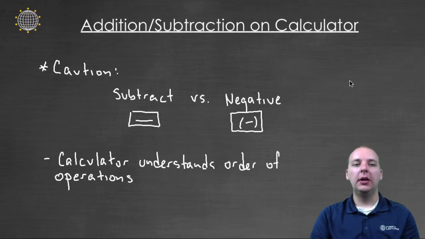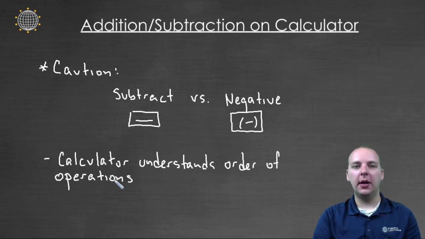Just before I do, I want to make one remark. You have to be very careful when you're doing subtraction that you choose the right button between the subtraction button and the negative button, because on most calculators these are two separate buttons. But as long as you keep that straight, it should be pretty self-explanatory.